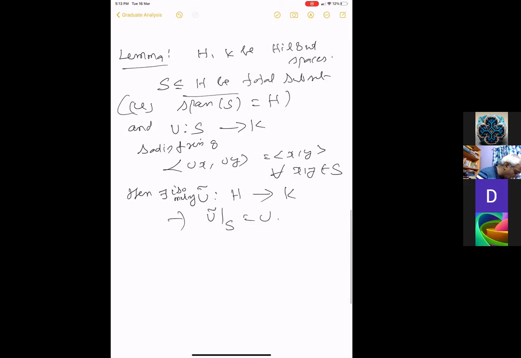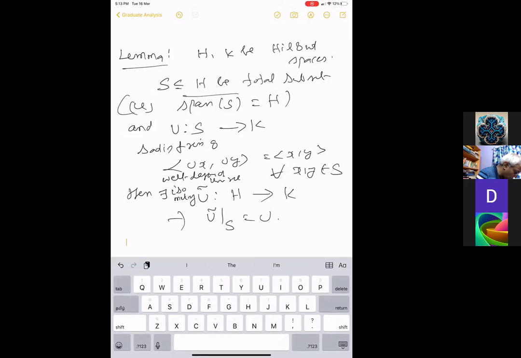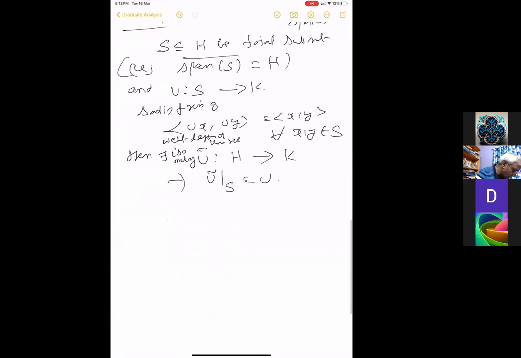Okay, there exists a well-defined unique isometry, such that u tilde restricted to S is u. Further, I want to say two things. Further, u tilde is unitary if either one of the conditions is satisfied. Of course, we know the following is immediate because we have discussed unitary and isometry, and I am just going to state that one of the conditions is satisfied.